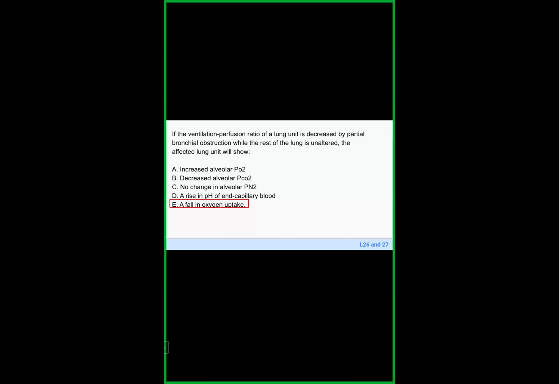If there's decreased oxygen, like the partial pressure of oxygen, then there's less dilution of the nitrogen, so naturally the pressure of nitrogen would increase. But of course, this isn't really important for our block.